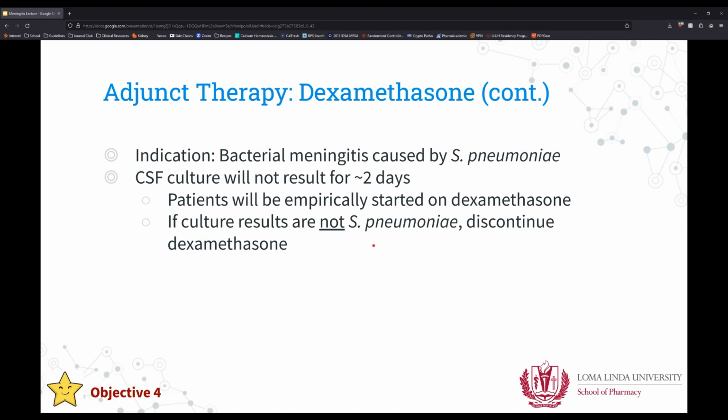And then since the CSF culture will not result for about 2 days, then it's fine to start on dexamethasone. And then overall, if our cultures come back before the duration of dexamethasone is up, so it was anywhere from 2 to 4 days, right? So if the cultures result as not Streptococcus pneumoniae, then you can go ahead and discontinue the dexamethasone before those 4 days are up.